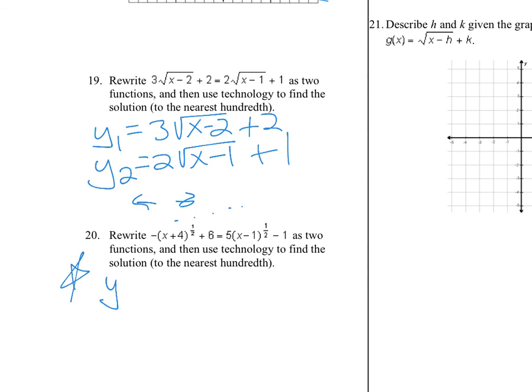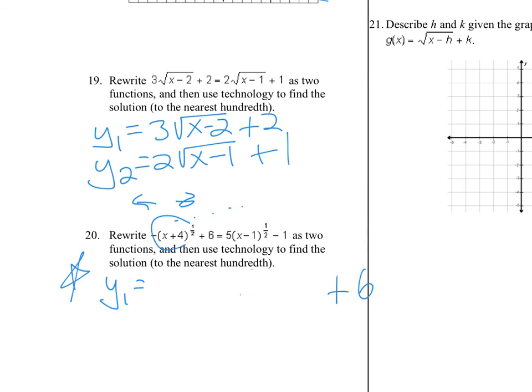All right, so y1 would equal negative. Remember, this is negative, not subtraction, a different button on your calculator. Plus 4. You can do it to the 1/2. Plus 6. When you do the plus 6, you have to make sure you step out. Now, what might be easier for you, would be instead of all of this, just put it inside of a radical.